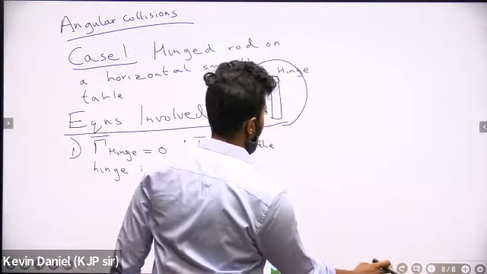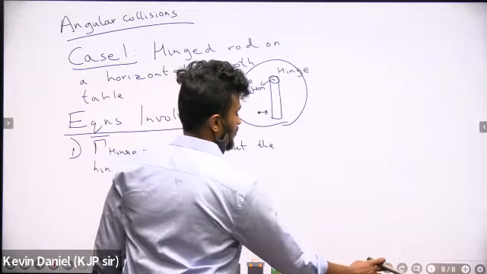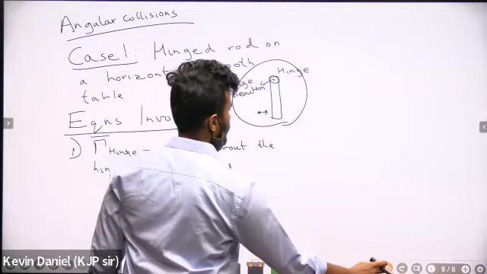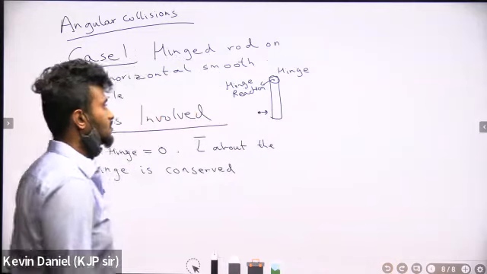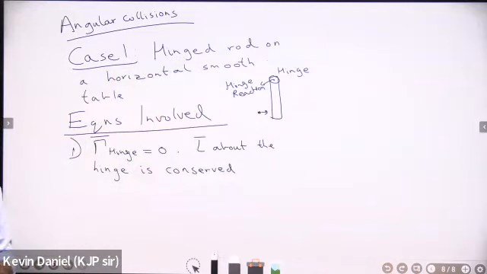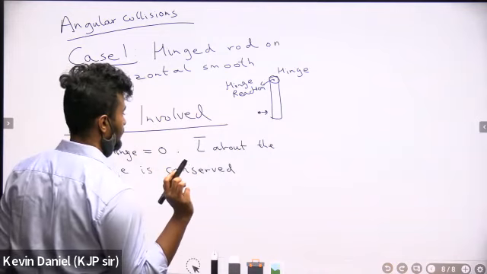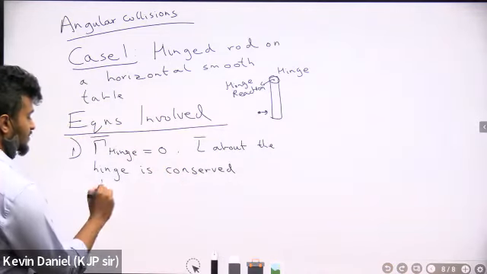We're not sure about the hinge's reaction, meaning we're not sure about the linear force. We don't know its direction. We don't know its magnitude. I'm guessing if it's an elastic collision, then energy is conserved. Good point, I'll come to that. The angular momentum about the hinge is conserved.